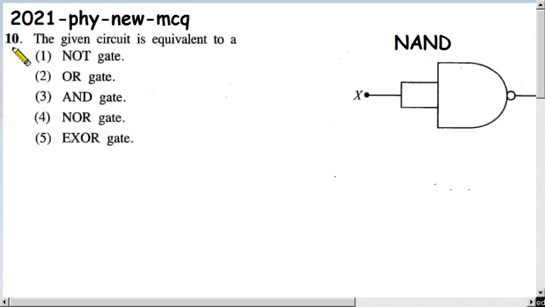Children, today I am going to discuss question number 10 from the MCQ part of 2021 Physics new syllabus paper. The given circuit is equivalent to a NOT gate, second one OR gate, third one AND gate, fourth one NOR gate, fifth one EXOR gate.